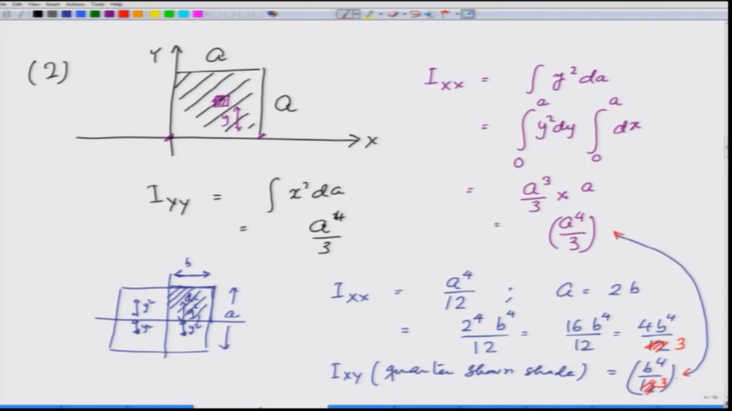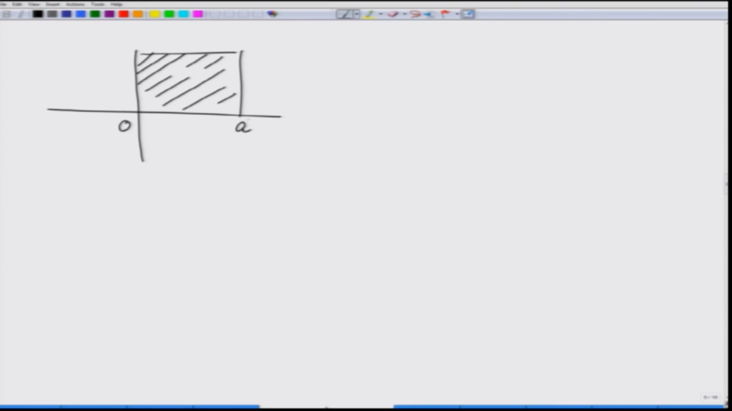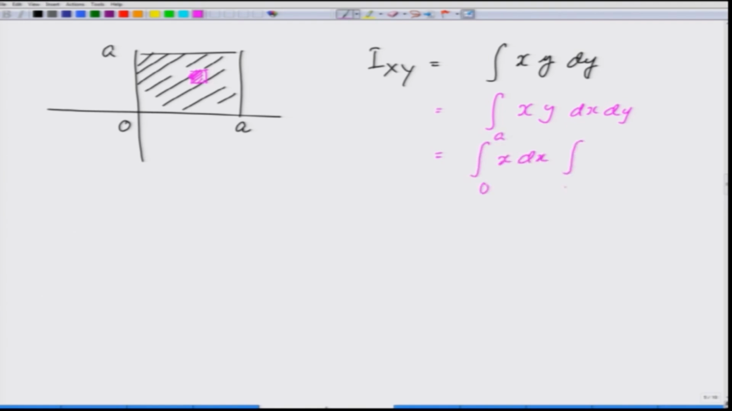So, you could also relate, and this also gives you some practice as to how to think if the shapes are similar. More interesting in this case, however, would be to calculate the product of area of this square, 0 to a. Product of area is equal to integral xy dA. If I take this small area out here, this is integral xy dx dy, which I can write as integral of x dx from 0 to a times integral of y dy from 0 to a, which comes out to be a square over 2 times a square over 2, which is a raised to 4 over 4.